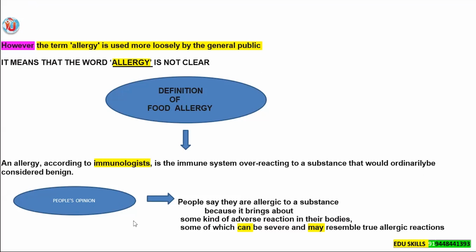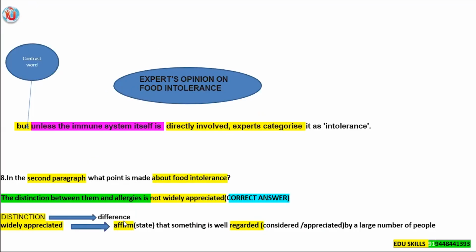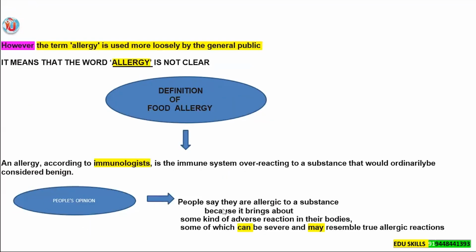Okay. Next, the next sentence talks about people's opinion. What is people's opinion? People say they are allergic to a substance because it brings about some kind of adverse reaction in their bodies, some of which can be severe and may resemble true allergic reaction. So first the immunologist gave a definition, then people's opinion was given. That is about food allergy.